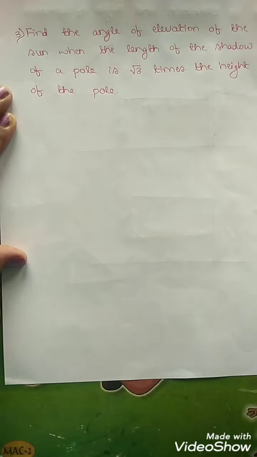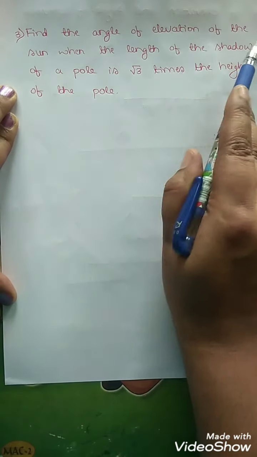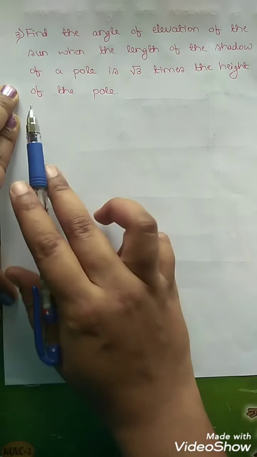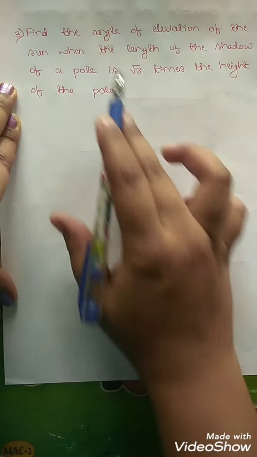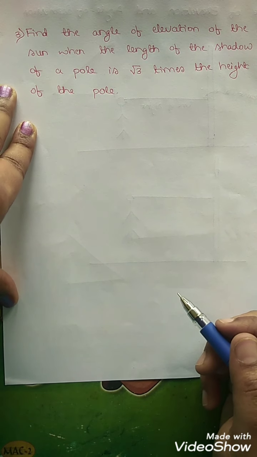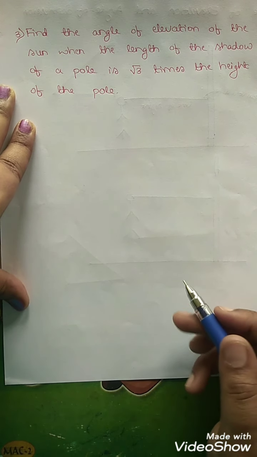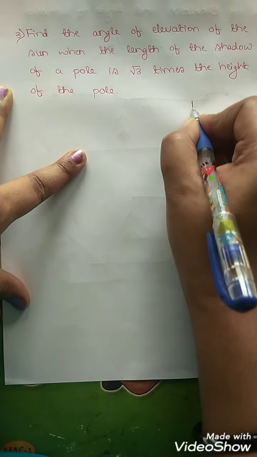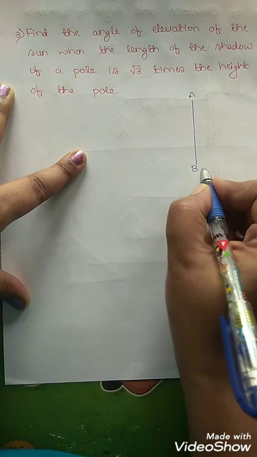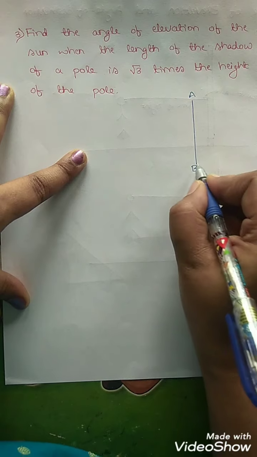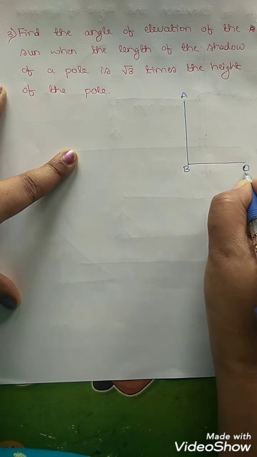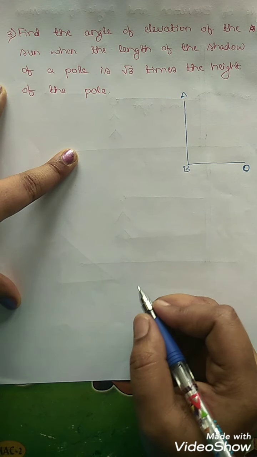Next, example 3. Find the angle of elevation of the sun when the length of the shadow of a pole is root 3 times the height of the pole. Okay, it is already given: the angle of elevation of the sun when the length of the shadow of a pole is root 3 times the height of the pole. Consider a pole. So here AB is the height of the pole. Here the shadow of this pole, consider the shadow of the pole is OB.